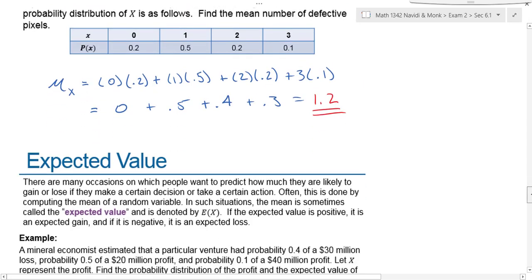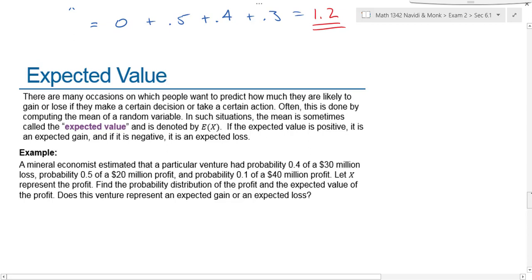Another word for the mean is the expected value. There are many occasions on which people want to predict how much they are likely to gain or lose if they make a certain decision or take a certain action. Often this is done by computing the mean of a random variable. In such situations, the mean is sometimes called the expected value and is denoted by E of x. If the expected value is positive, it's an expected gain. If it's negative, it's an expected loss. You will see the words mean and expected value used interchangeably. Mean is synonymous with expected value. That means the mean of your random variable is equal to E of x, the expected value.